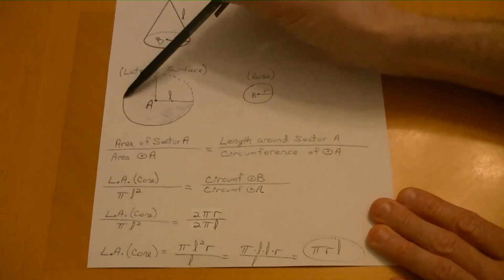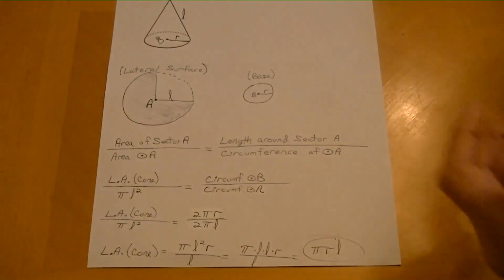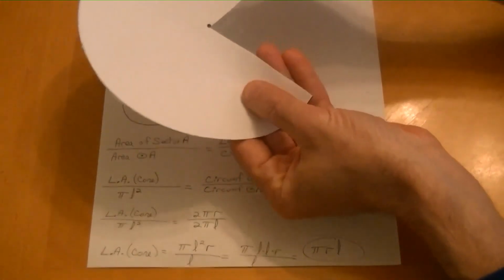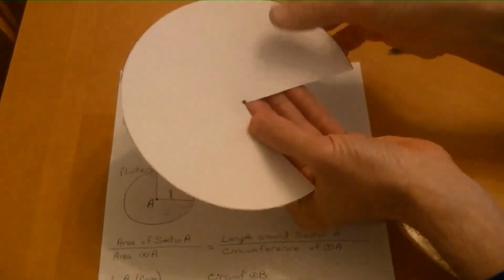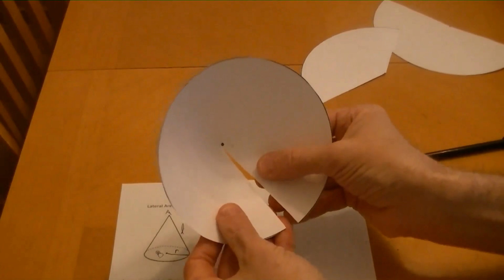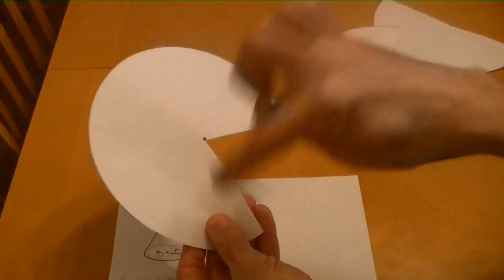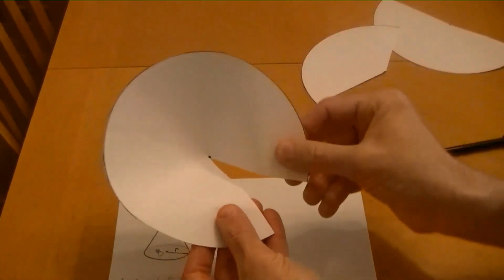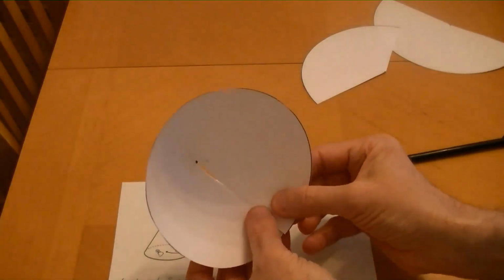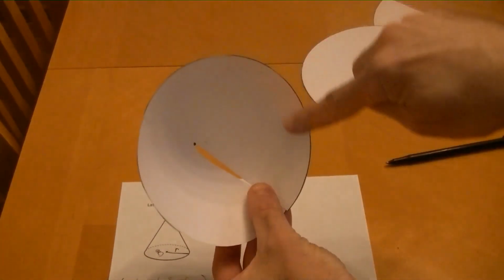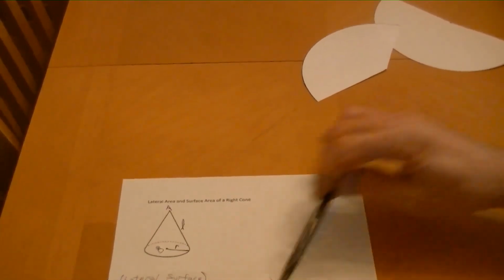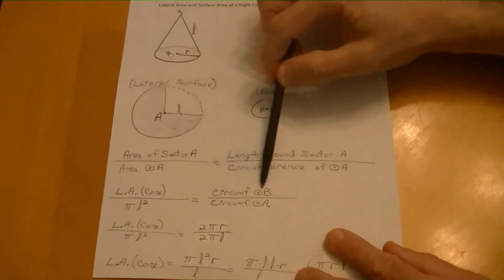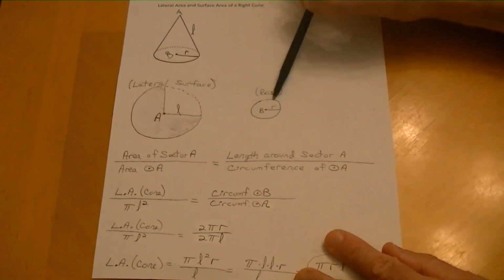The length around sector A, so this also is a little interesting. How long is this? What happens on this paper when I make the cone? What does this arc length become? Let me hold it like this. What does this length become when I make the cone? It becomes this. That's the circumference of the base. So the length around sector A is the circumference of the base, the circumference of circle B.